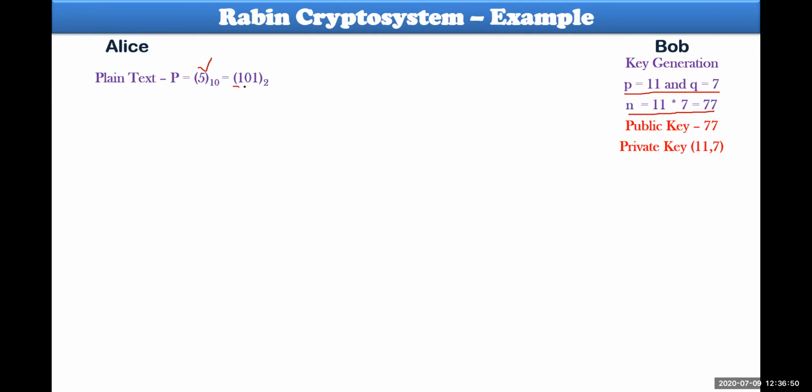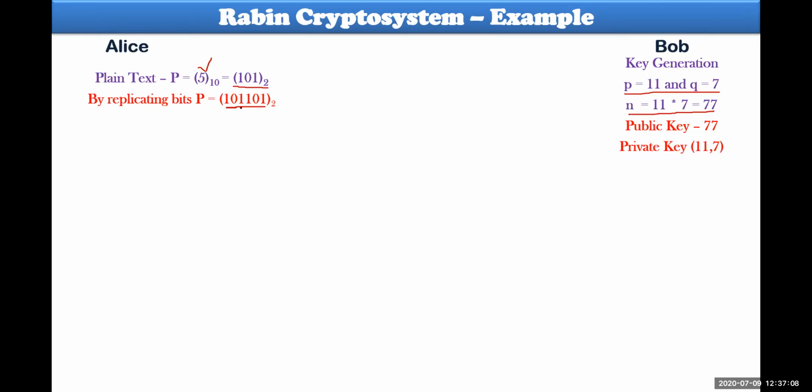The equivalent binary value is 101. What she did here is that the same 101 is replicated several times. Here it has been replicated twice: 101, 101.